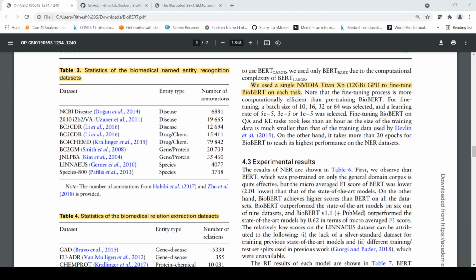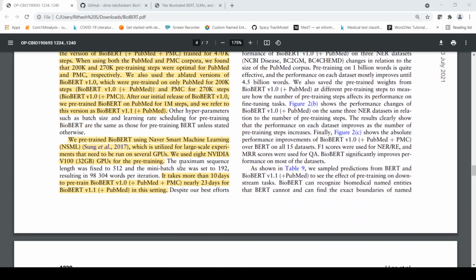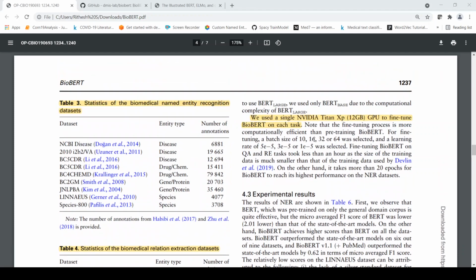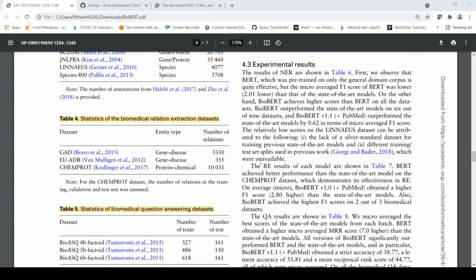So for fine tuning, they used a NVIDIA Titan XP 12 GB GPU to fine tune BioBERT on each task. And here they say that for question answering and the relation extraction tasks, it took less than an hour, as the size of the training data was much smaller. Okay. So the general conclusion over here is that if you want to pre-train BERT on a certain domain, you need a lot of GPUs for pre-training. But if it is for inference, you can do it on a single GPU. But it still needs to have a lot of onboard GPU memory, right?